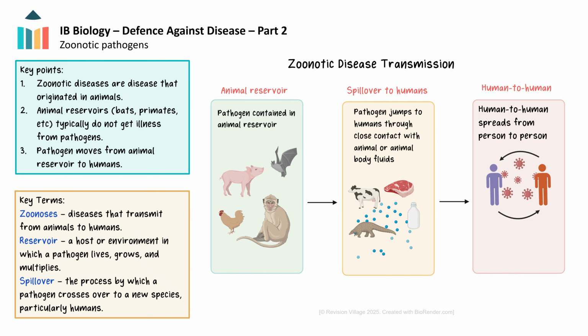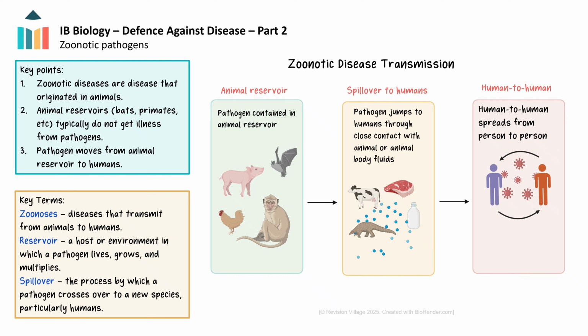This occurs when a pathogen, such as a virus, bacteria, or parasite, originally adapted to infect animals such as bats, pigs, rodents, cattle, and primates, encounters a new host species, humans, in which it can establish infection. Spillover is the process by which a pathogen jumps from animals to humans and can be explained in 3 steps.